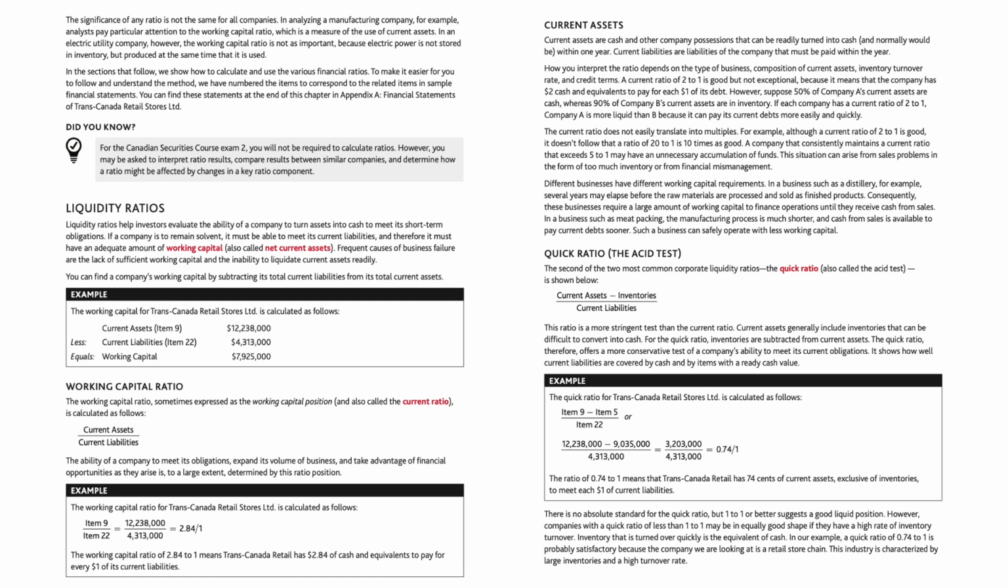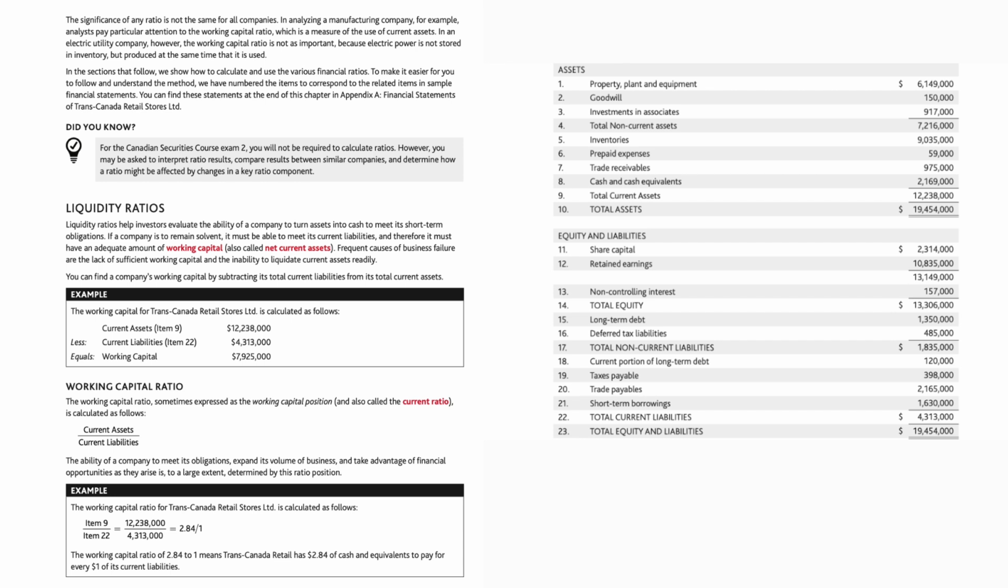Frequent causes of business failure are the lack of sufficient working capital and the inability to liquidate current assets readily. You can find a company's working capital by subtracting its total current liabilities from its total current assets. For an example, the working capital for TransCanada retail stores is calculated as follows. Current assets, item 9, subtract current liabilities, item 22, equals the working capital.